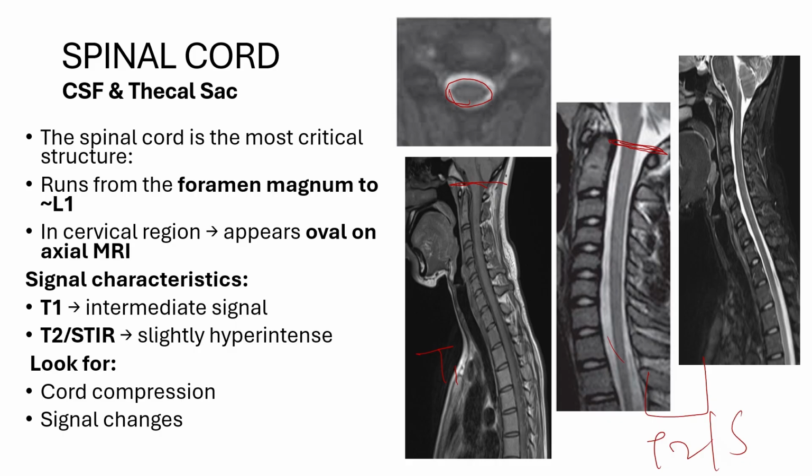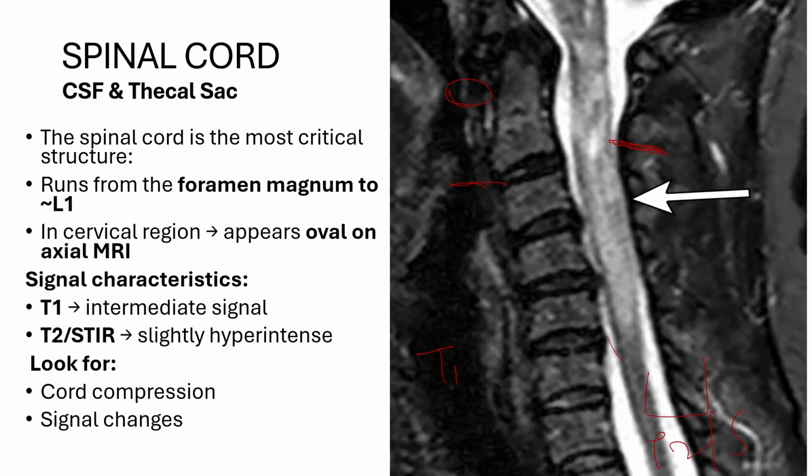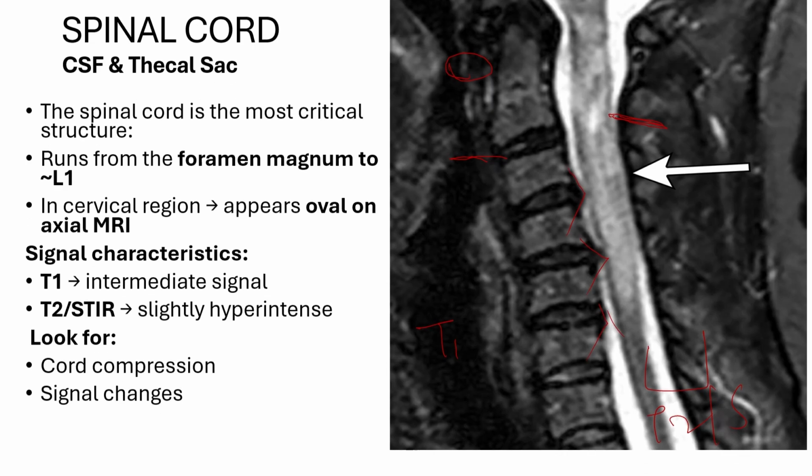So what do we look for? We must look for cord compression and signal change of the spinal cord. As we can see in this image, there is a signal change noted in the spinal cord, and there is disc desiccation causing thecal sac indentation.